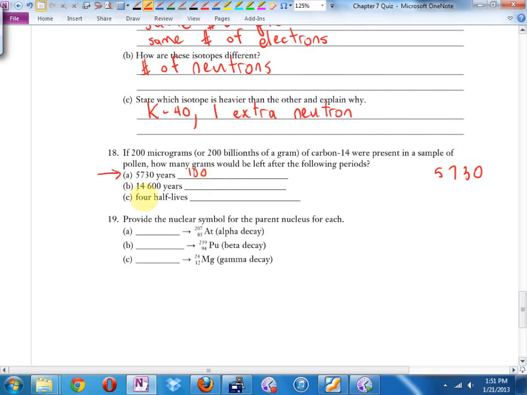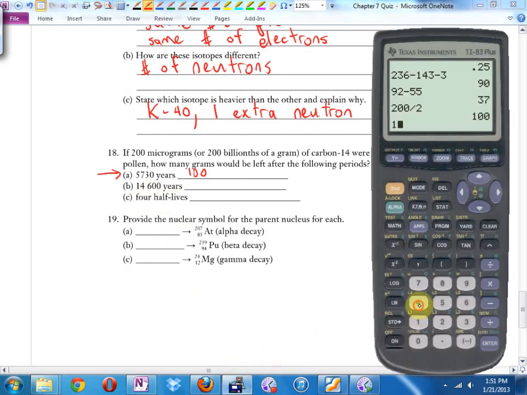How many half-lives is 14,600? I'm not sure. I'm going to go 14,600 divided by 5,760, and I find that it's... 5,730, Mr. Dewick. Good gosh, do the math right. 2.5457. How many half-lives is that? Around, now I got a problem with this here.